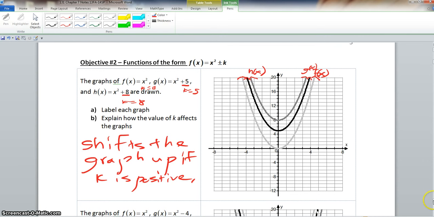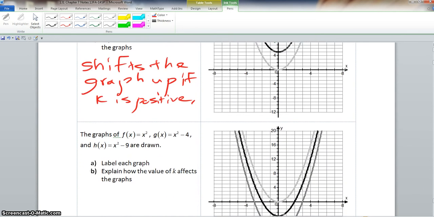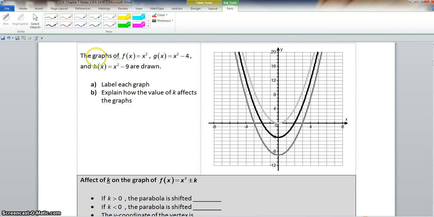Okay, class, picking up where we left off, we're going down to this second problem here. It says the graph of f of x is equal to x squared, g of x is equal to x squared minus 4, and h of x equals x squared minus 9.